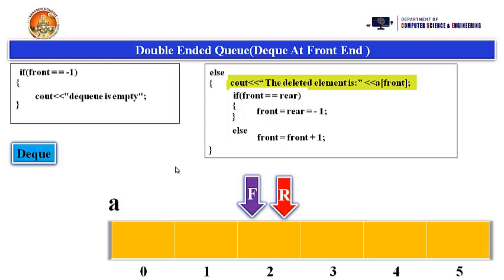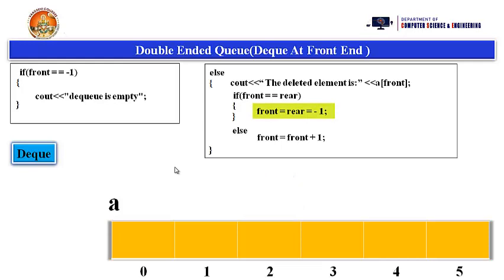And then we need to check whether front and rear values are equal, meaning pointing to the same index position after deleting the element. So we need to check that one, front equal to rear. Yes, now both are pointing to the second index position. Now we need to follow the if statement here. Front equal to rear equal to minus 1. We need to set the front and rear equal to minus 1.